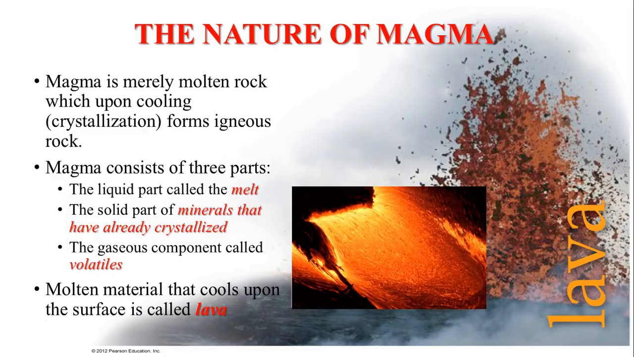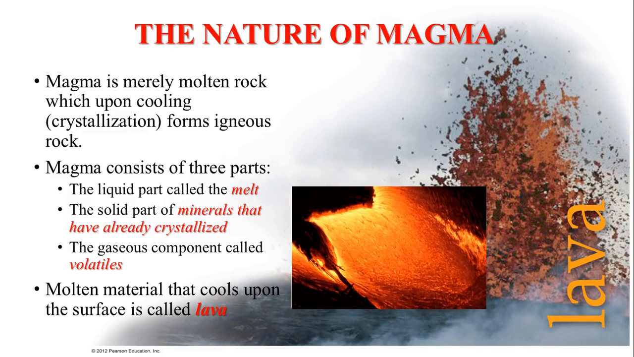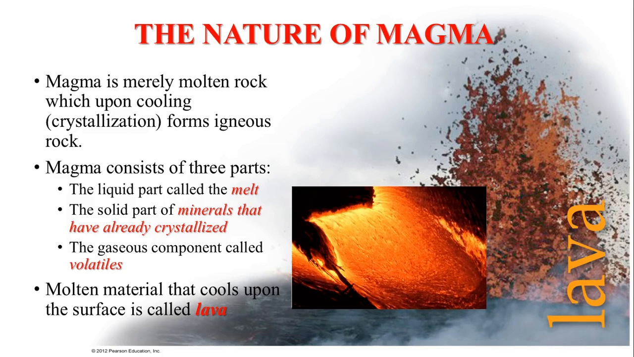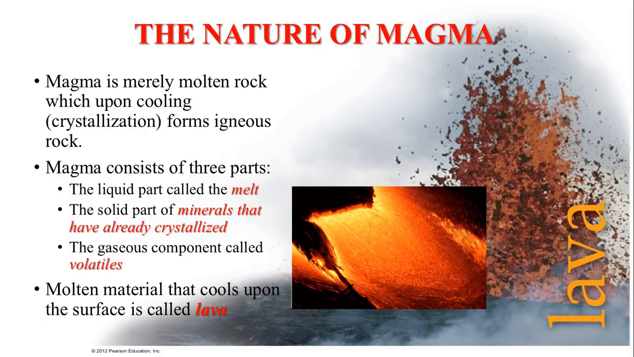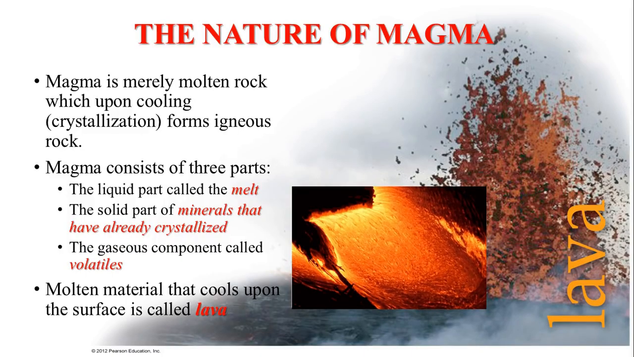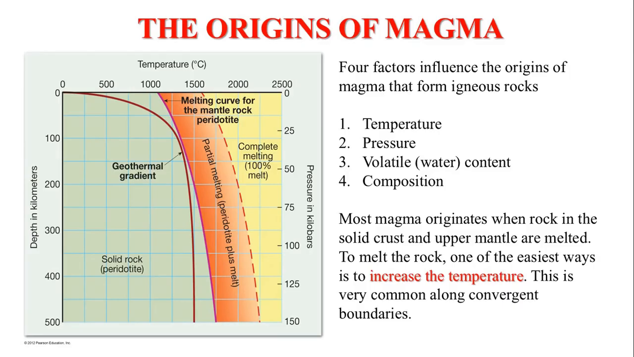Whenever you start talking about this liquid material, the magma, you have to realize that magma consists of three parts. It consists of the liquid part called the melt. It consists of the solid part, which are the crystallized minerals. And it consists of the gaseous component called volatiles. So there are three major components of magma.